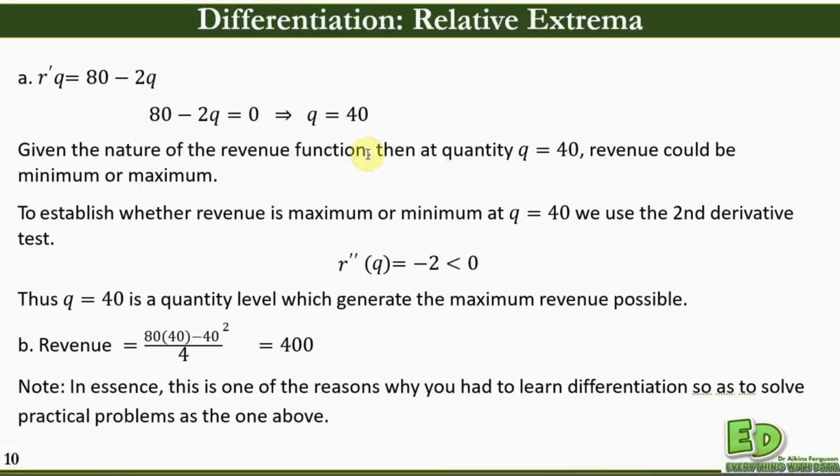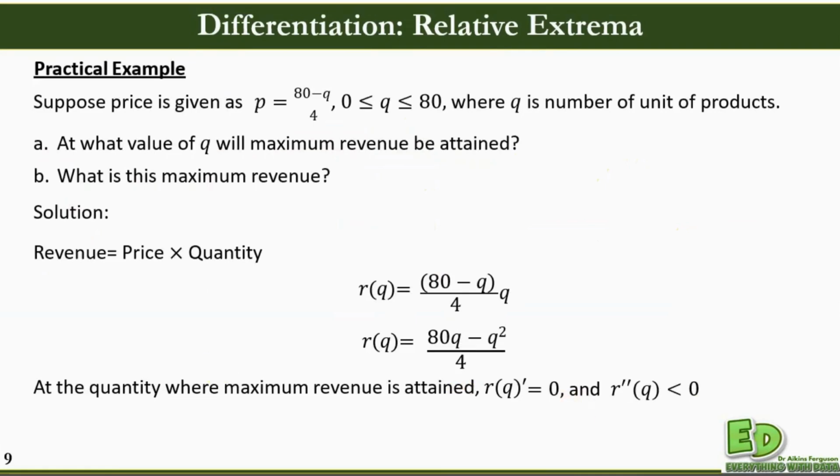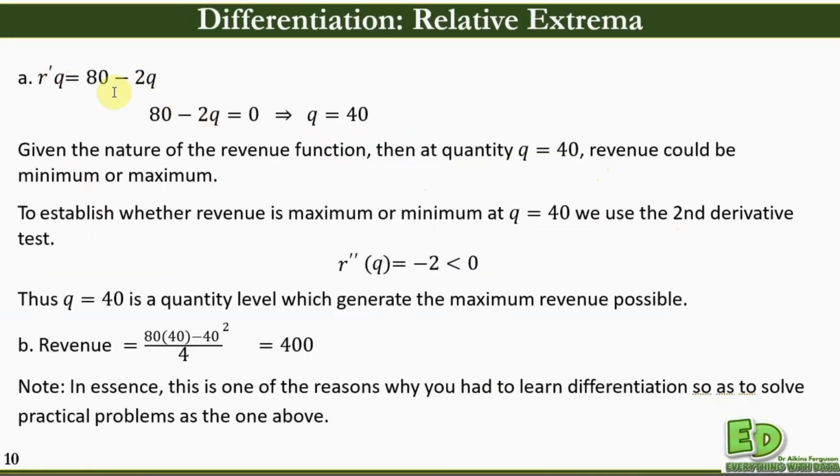So given the nature of the revenue function, then at quantity being equal to 40, revenue could be minimum or maximum. To establish whether it is a maximum or minimum point at Q equal to 40, we use the second derivative test, i.e. the sufficient condition. Take the second derivative of the differential. The differential here is what? 80 minus 2Q. If we differentiate this again, second derivative, it gives us -2, which is less than 0. What is it telling us? It means that that point is indeed a maximum point.